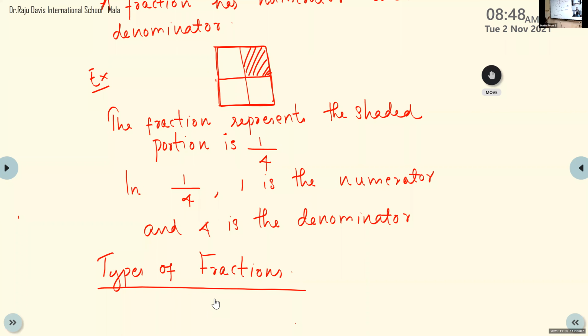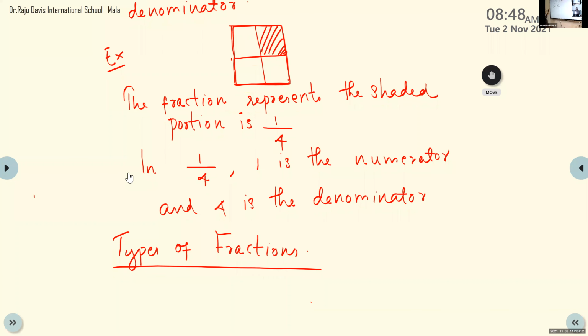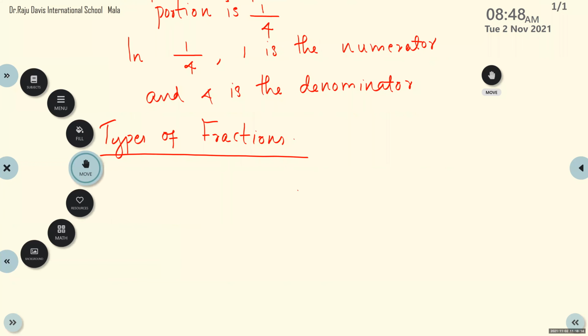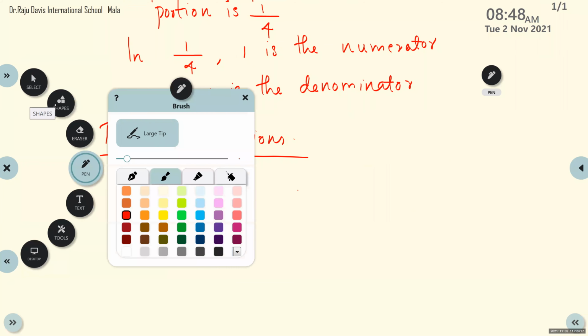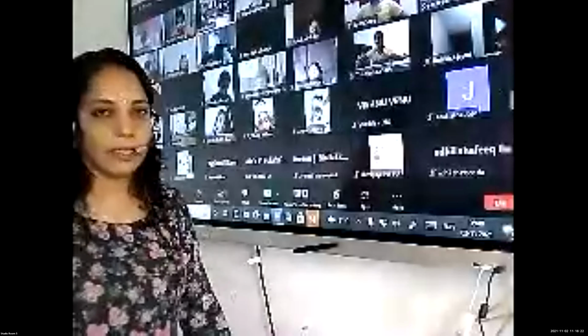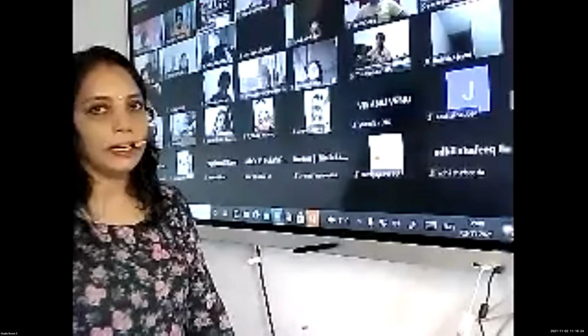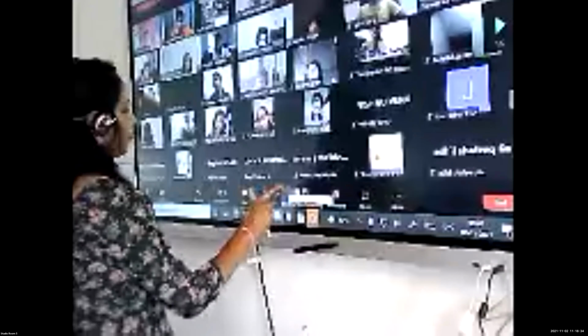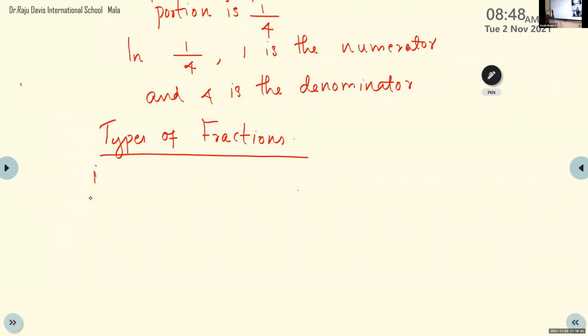Listen to me, children. We have different types of fractions, and you know already, I'll just give a recap of that. First one is proper fraction. Proper fraction means the denominator will be larger and the numerator will be less than the denominator. That is proper fraction.